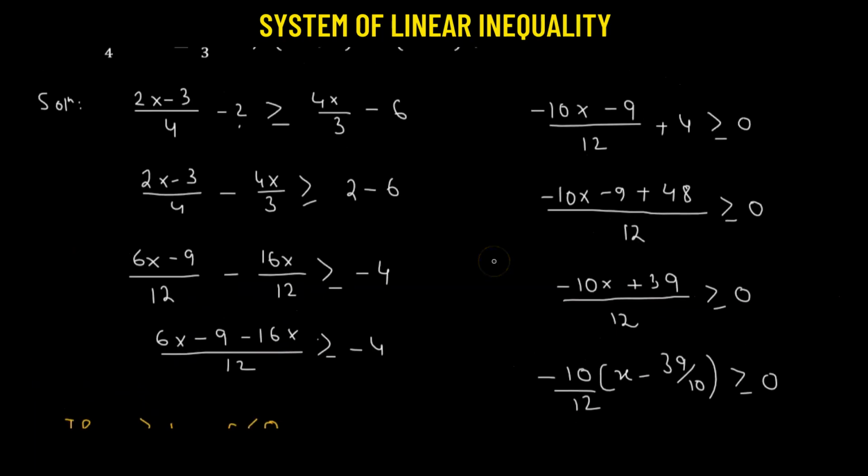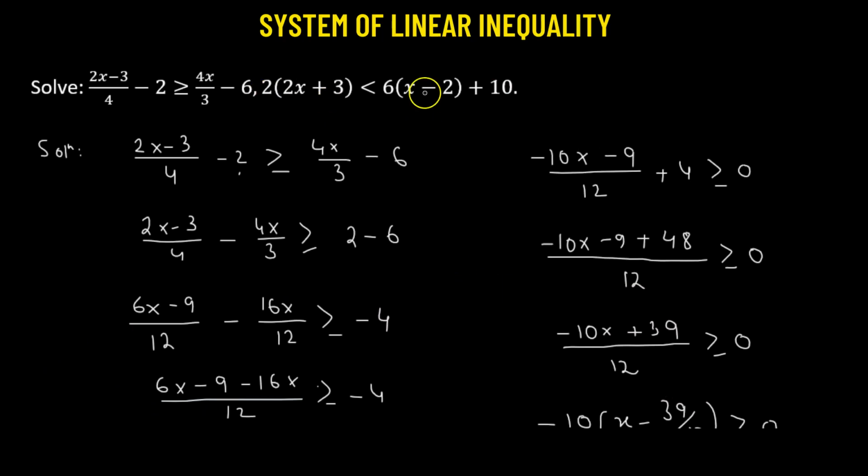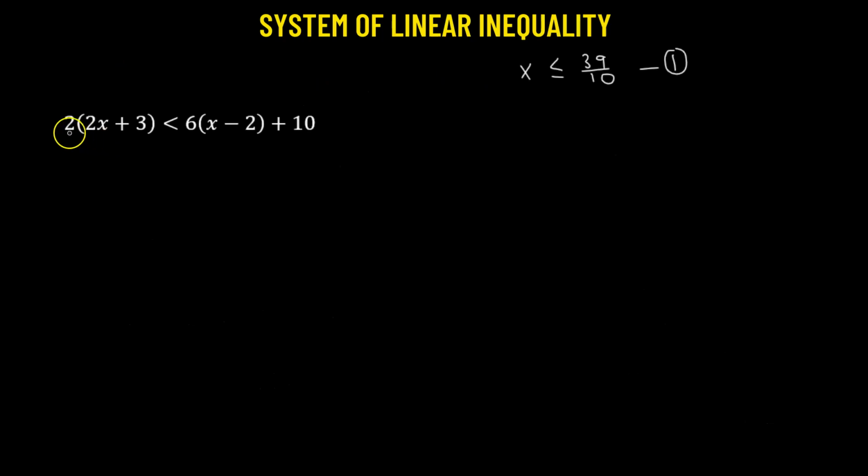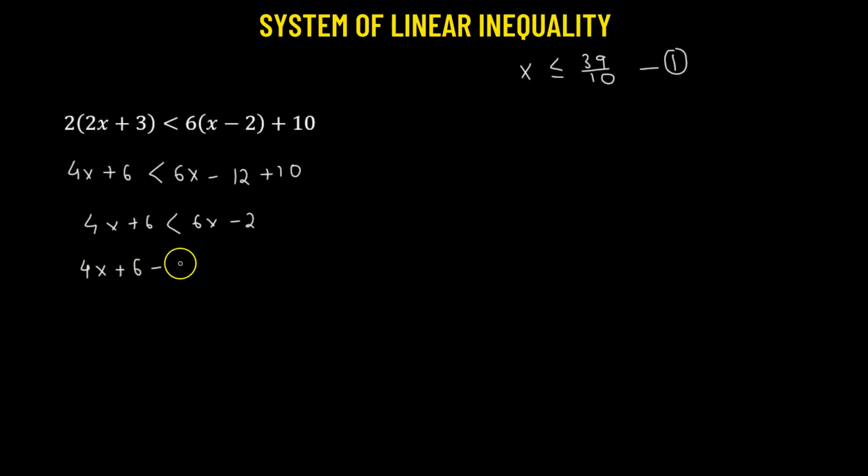Then we will solve the second linear inequality, which is given by this particular expression. So let's consider this. We will multiply 2 with 2x plus 3 to get 4x plus 6, which will be less than, we'll multiply 6 to x minus 2. So we have 6x minus 12 plus 10. That gives us 4x plus 6 less than 6x minus 2. We'll bring all the terms from the right hand side to the left hand side to get 4x plus 6 minus 6x plus 2 less than 0. So 4x minus 6x is going to give us negative 2x. 6 plus 2 will be 8, which is less than 0.